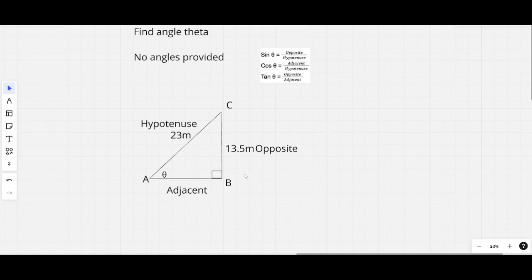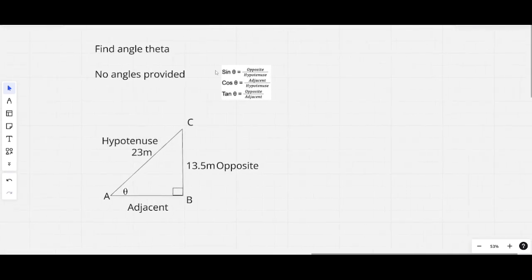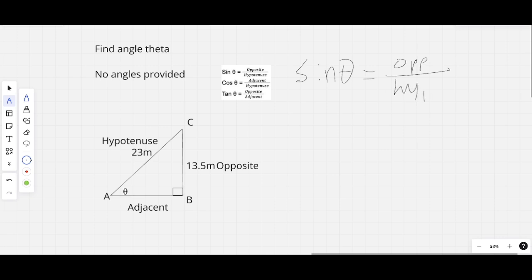So we are trying to find the angle theta. We're given the hypotenuse and we're given the opposite. Now we don't need the adjacent. So looking within these ratios, we have deduced that we don't really need to use cos, we don't need to use tan, so let's use sine theta is equal to opposite divided by hypotenuse.